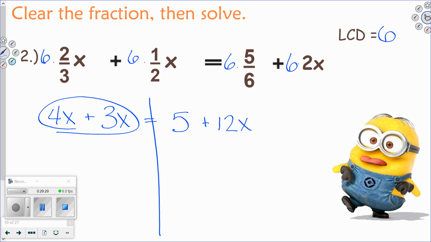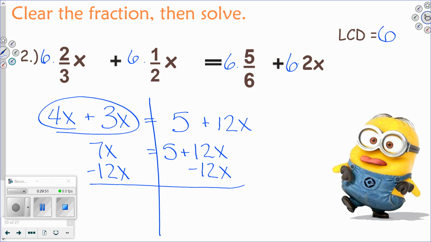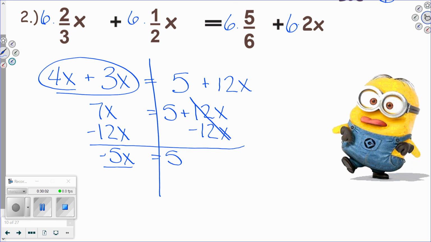Yeah, like terms there. So that's going to give me 7x equals 5 plus 12x. Now, I typically would have moved the 7x over to avoid the negative, but if I move that, I got nothing left over here. So I'm going to go ahead and move my 12x over here. Yep, you could subtract the 5 and then move the 7x, absolutely. So I'm going to get negative 5x equals 5. Divide by negative 5. So x equals negative 1.